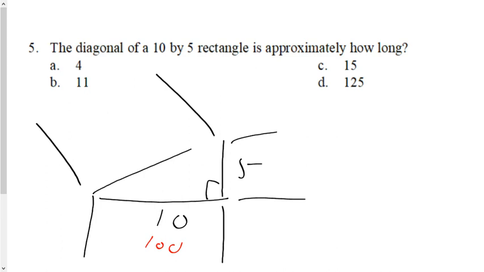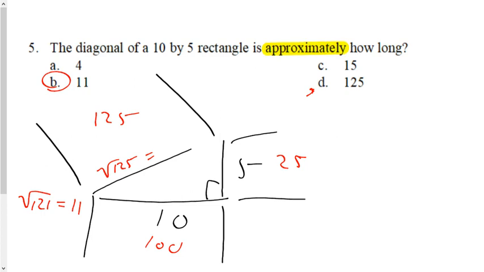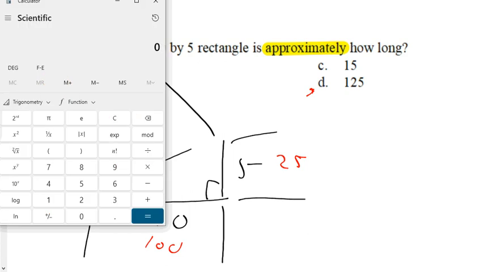This is 100, this is 25. The area of this square attached to the diagonal, or the hypotenuse, is 125. So the area of the square is 125, and I'll bet you some people thought, I'm done now, this is my answer, but they would have been wrong, because the actual length of it is the square root of 125. And since the square root of 121 is 11, the square root of 125 has to be closer to 11 than any other guess up on that board. And therefore, it's approximately 11. The actual size of it is the square root of 125.